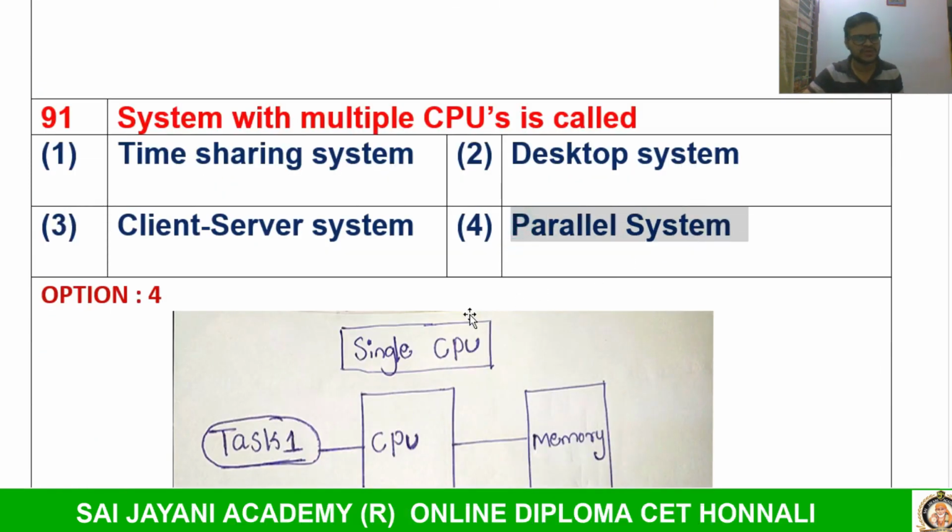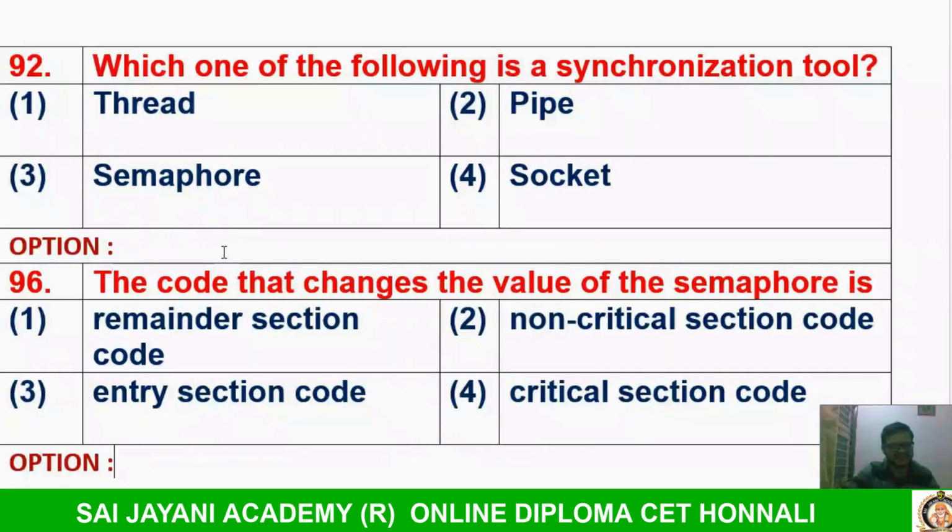That is option number 4. From the Diploma CET 2018 question paper, for the branch Computer Science and Engineering, the subject is operating system. In that, question number 92: Which one of the following is a synchronization tool? We have four options. The first option is thread, the second option is pipe, the third option is semaphore, and the fourth option is socket. For question number 92, option number 3, that is semaphore, is the right answer.